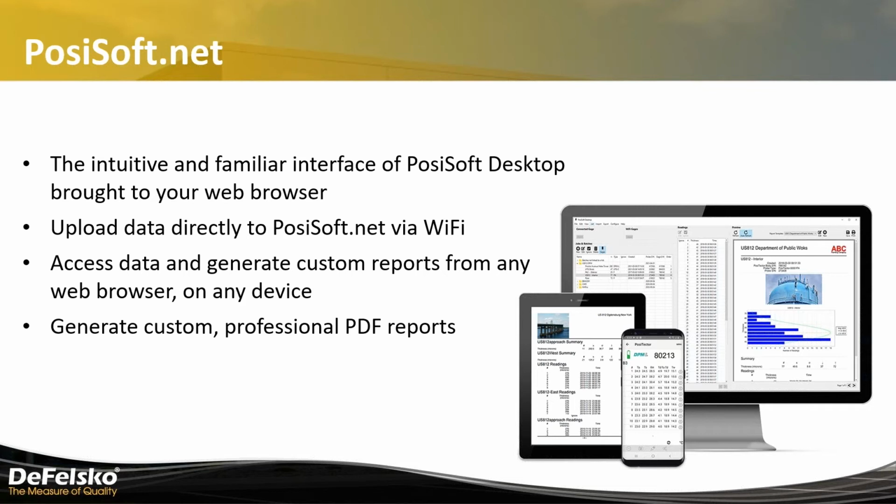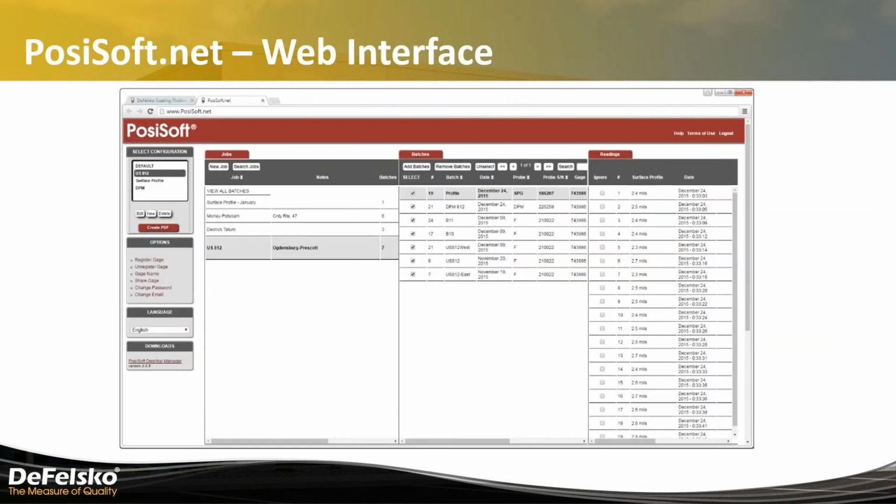You can upload your data directly to PosiSoft.net via Wi-Fi, access the data, and generate custom reports from any web browser on any device. So this can also be used on mobile. Just go into your web browser, type in PosiSoft.net, and sign into your account. And of course, fully customizable PDF reports that can be changed in any way that they need to and make them look nice with customization like logos and headers and things like that.